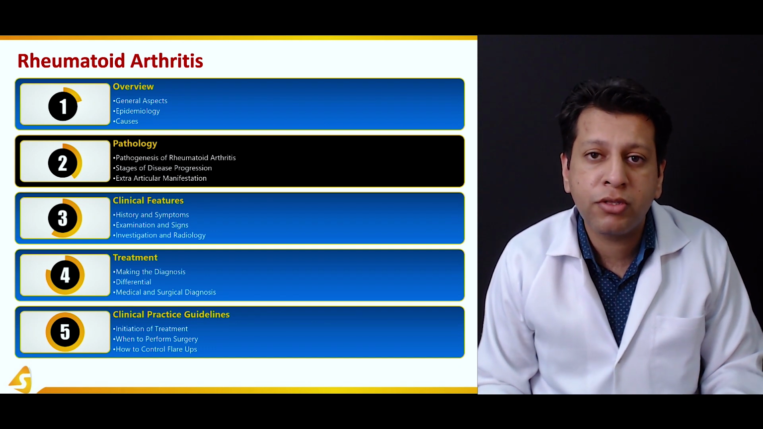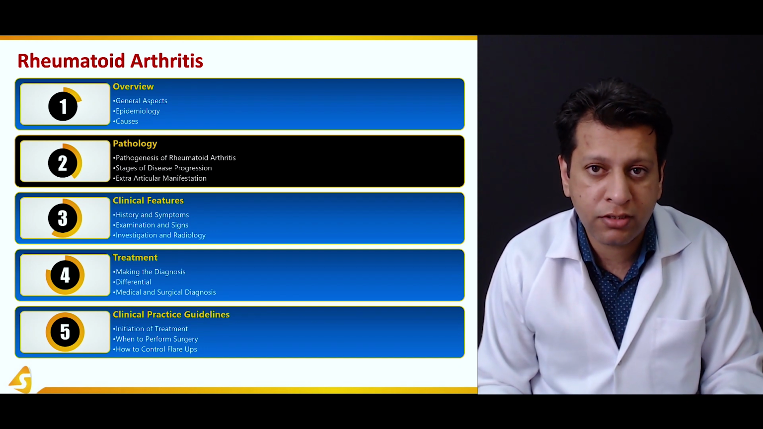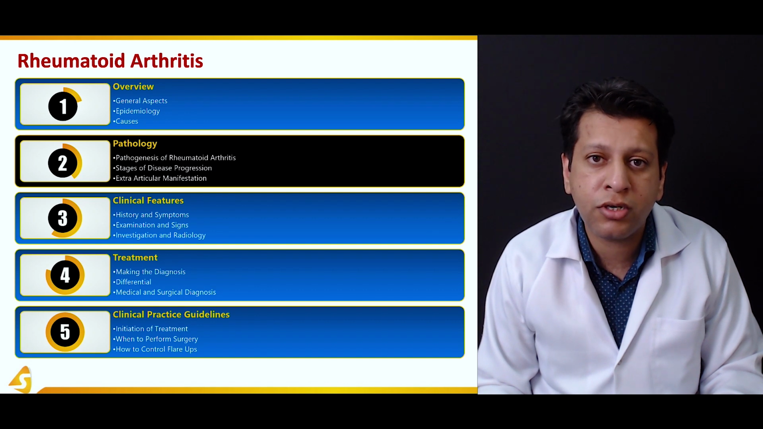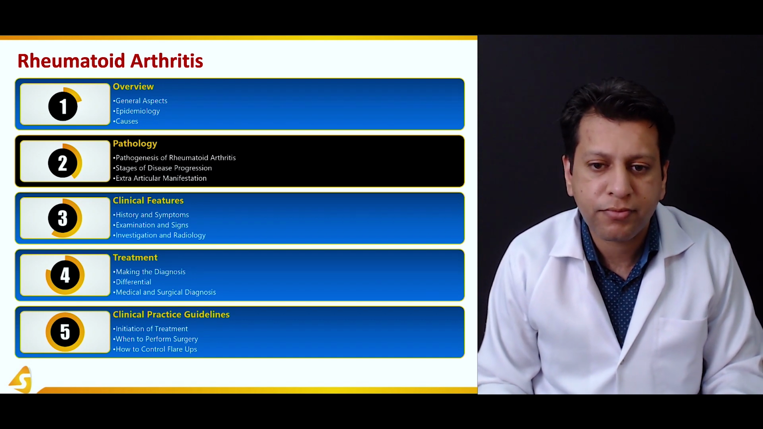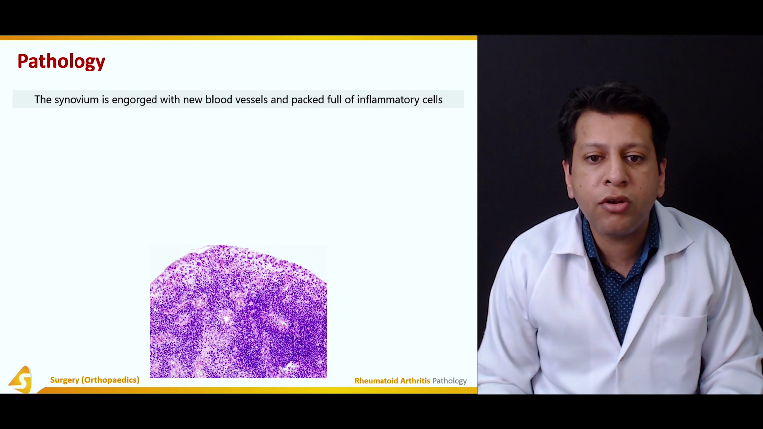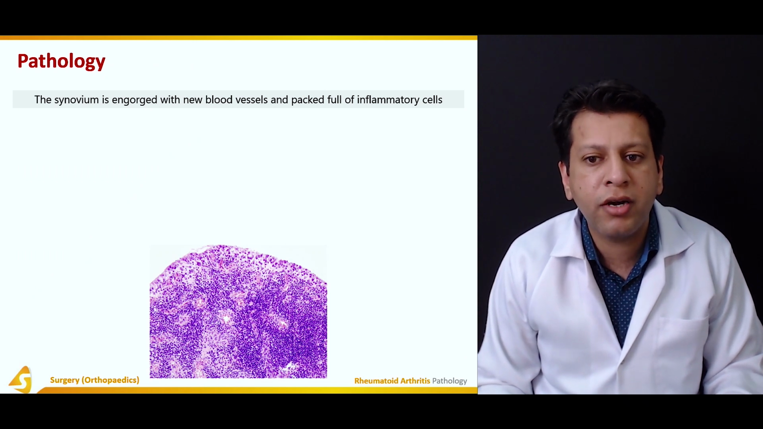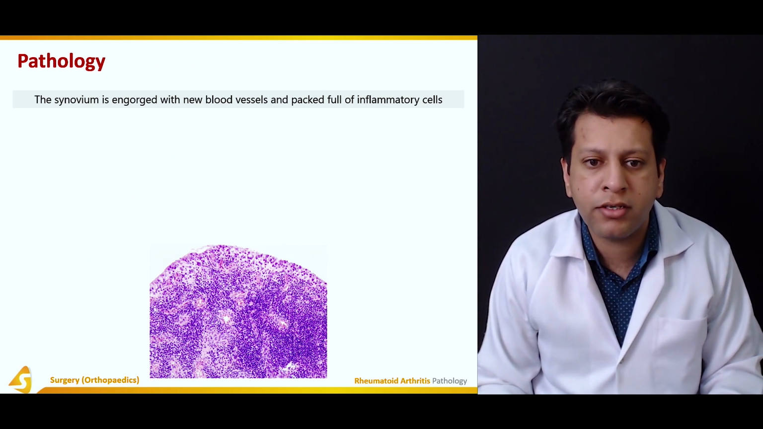Then we will also be going through the extra-articular manifestations, as we know that rheumatoid arthritis is not a disease confined to joints, but it affects other organ systems of the body as well. The synovium is engorged with new blood vessels and packed full of inflammatory cells.